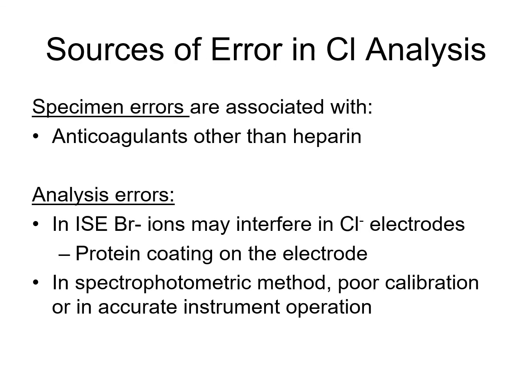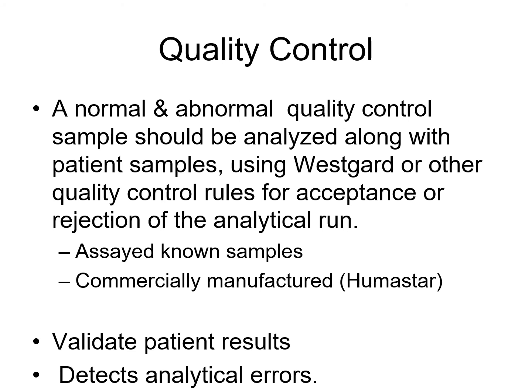There are different possible sources of errors, and again, it has something to do with interference because of anticoagulants and the presence of protein that can coat the electrode. In the spectrophotometric method, poor calibration or instrument problems. So those are the possible sources of errors. Quality control is the same as for other substances.